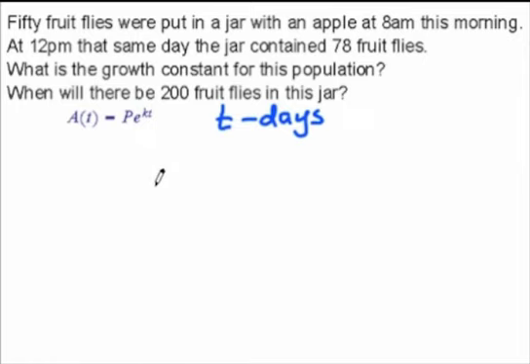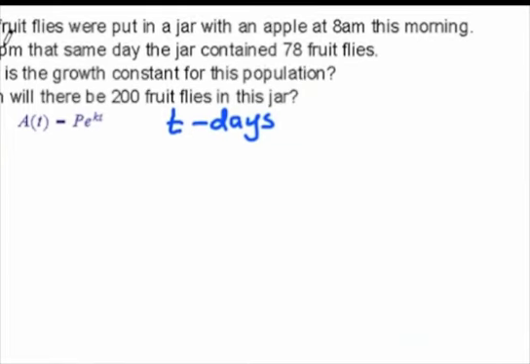Alright, so one of the things we have to figure out is how long it took to start off with 50 and eventually end up with 78 fruit flies. Well, 8 a.m. to 12 p.m. would be 4 hours out of 24. So 4 divided by 24, that's 1/6 of a day. So the period of time would be 1/6 of a day.